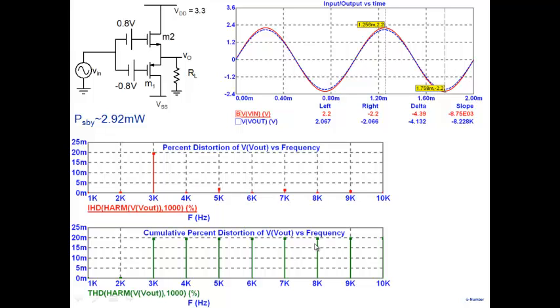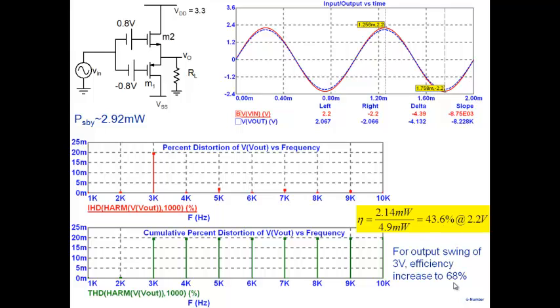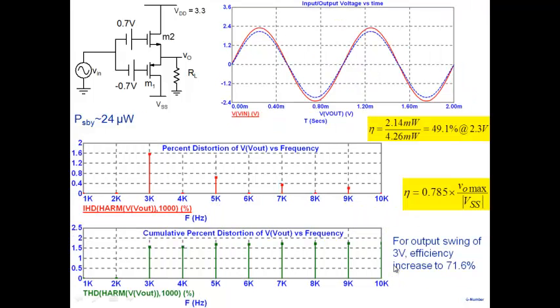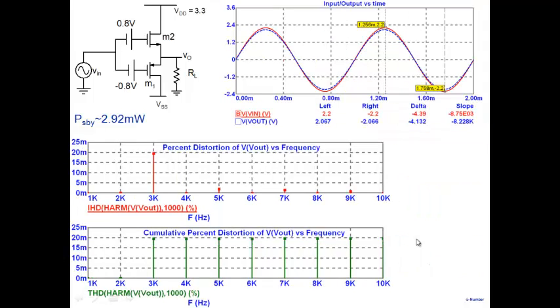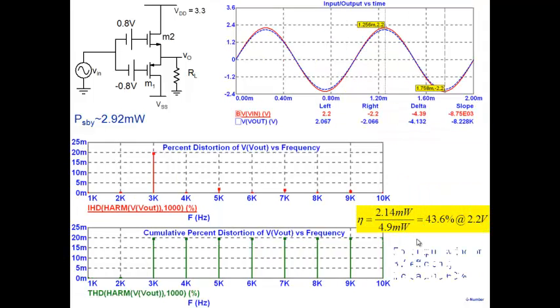If you want to get very low distortion, then you have to bias it a little bit above threshold, and the standby power increases. My efficiency falls to about 68% at 3 volt here. Earlier it was 71.6% here. So I'm paying the price of efficiency and standby power in order to reduce distortion to a negligible value.